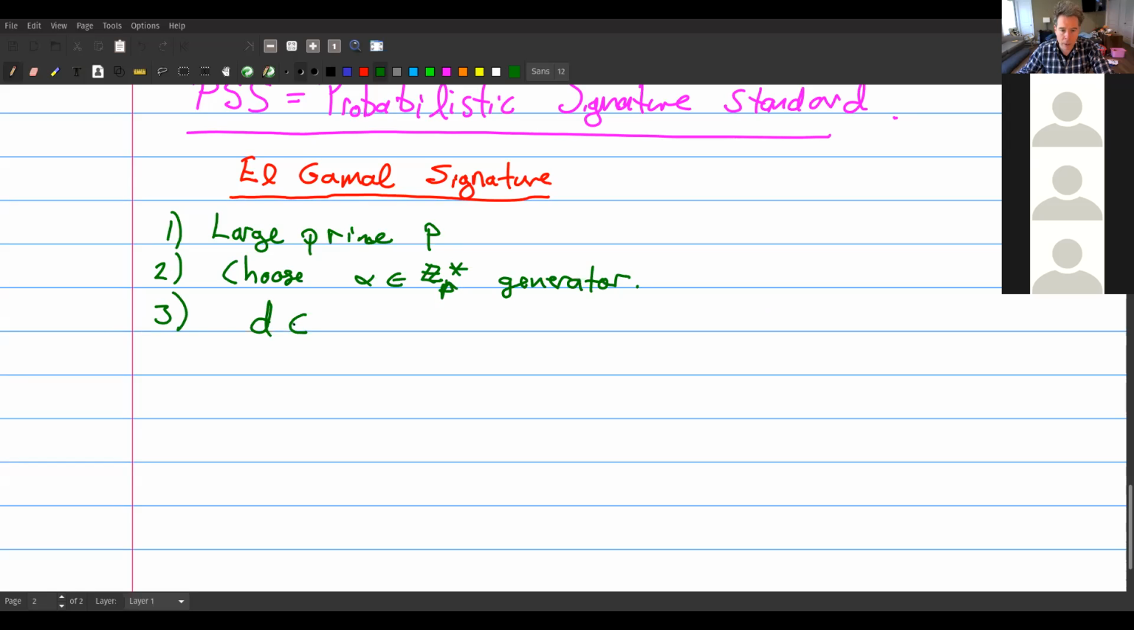So D is going to be the private key, and it should be selected uniformly at random in ZP. The book says don't let it be plus or minus one. But if P is 2048 bits, what are the chances that you're going to get plus or minus 1? It's like nothing. But anyway, if D turns out to be plus or minus 1, then throw it back and pick another one. And so that's the private key. Maybe I should write that here. So this is the private key.